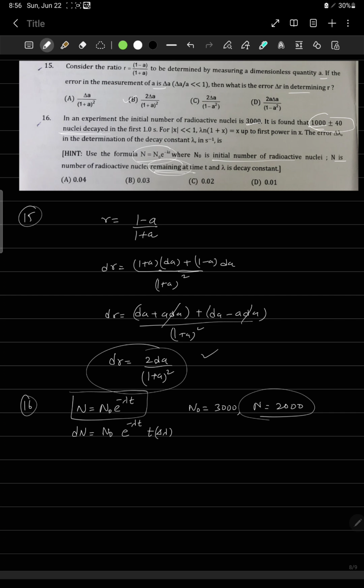Now we want to remove this term, so we can do the division. That's 1 second. What we need to find is delta lambda, so we can divide here by delta lambda. That's just 1 second. Yes, 2000 t delta lambda, basically delta lambda we need to find.